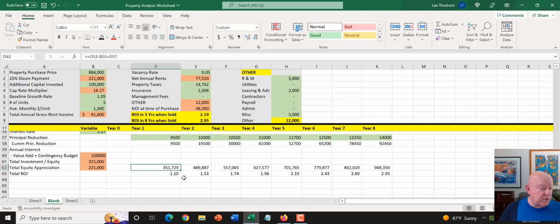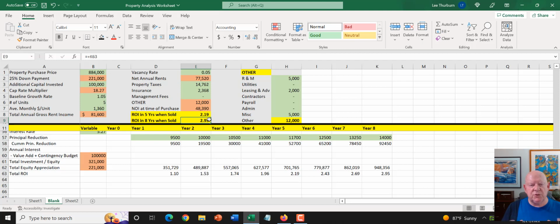Now we started out with an investment of $321,000. So I divide that number by the original investment, and that gives us an estimated return of 10%, which is a combination of equity appreciation plus cash flow over the first year. That number then grows to 1.53, 1.74, 1.96. Year number 5, it grows to 2.19. So up here in our dashboard, I grab that 2.19, and by the time we get out to year number 8, it's 2.95.